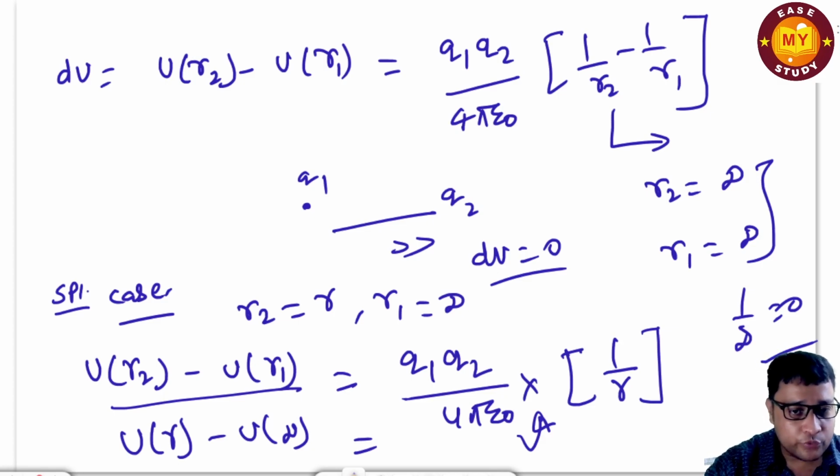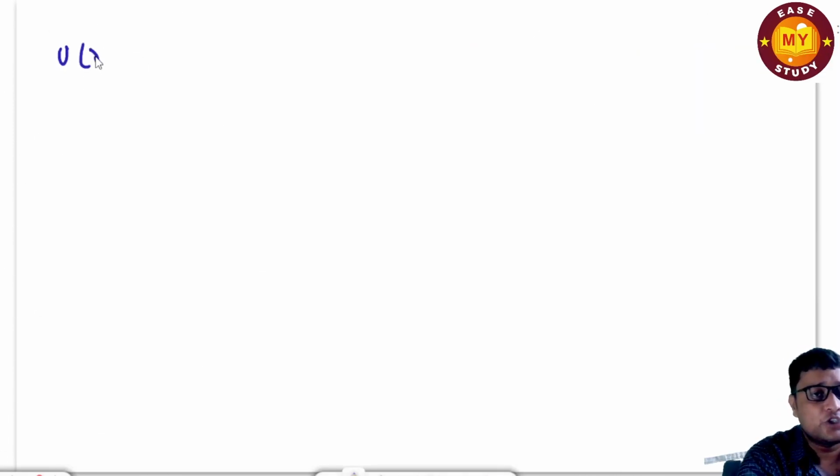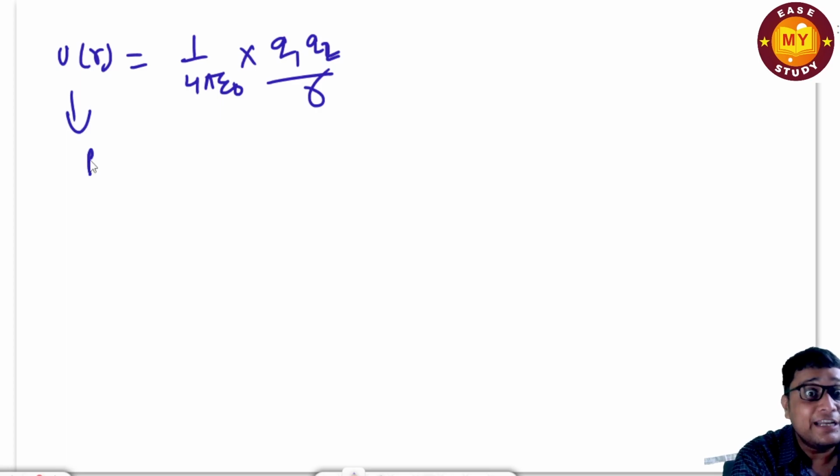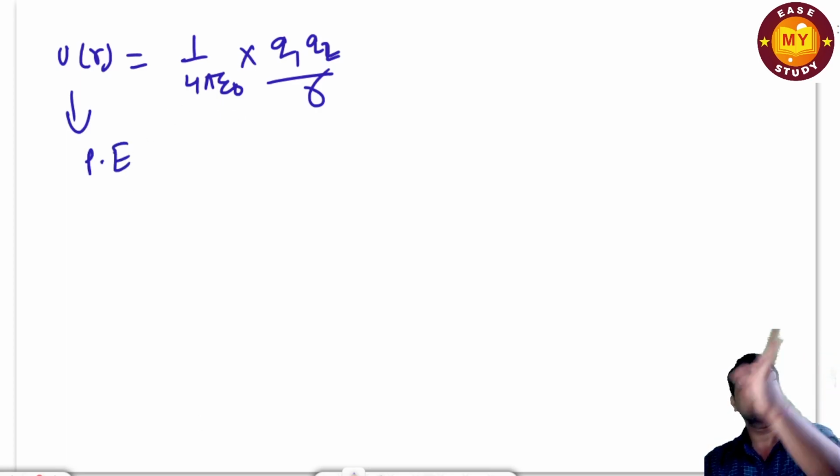From today onwards, you will use this formula. The electric potential energy due to a charge at a distance of r will be 1 by 4 pi epsilon naught q1 q2 by r. So this is the electric potential energy due to point charges q1 and q2 when the distance between them is r. It depends on the distance between the two charges, and then you can find the electric potential energy. It is a scalar quantity.